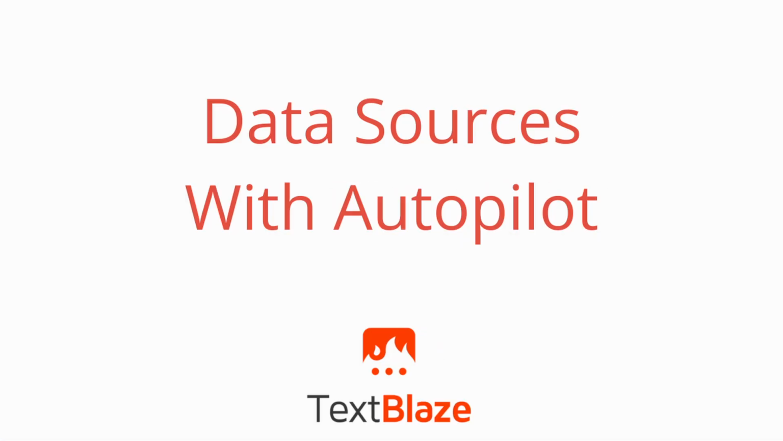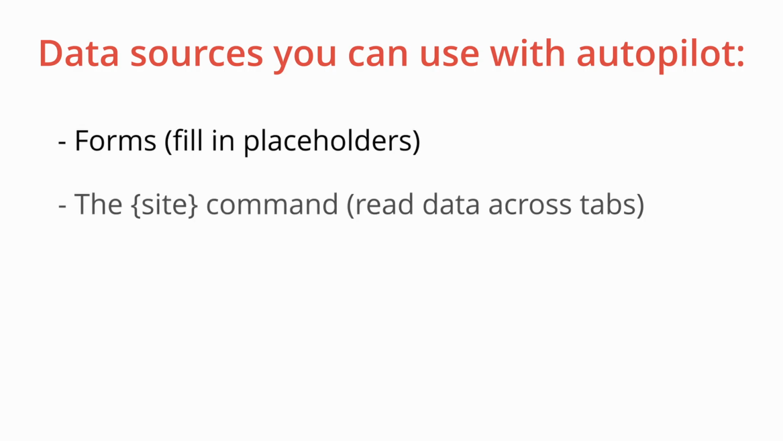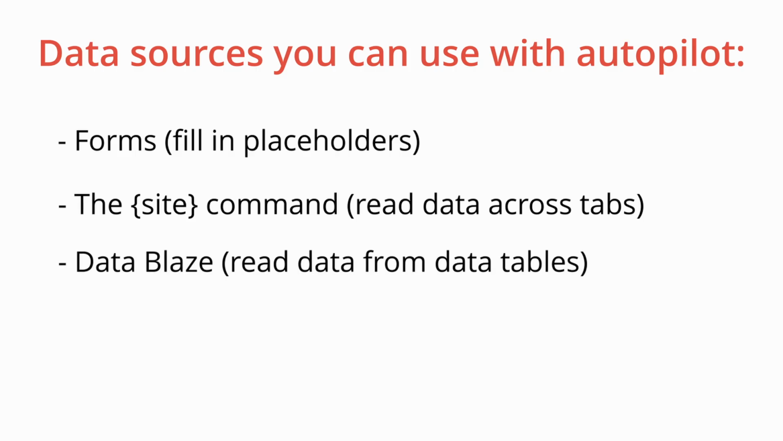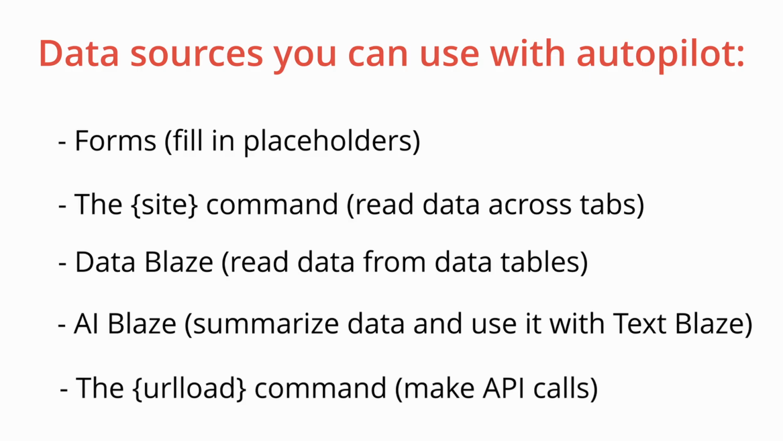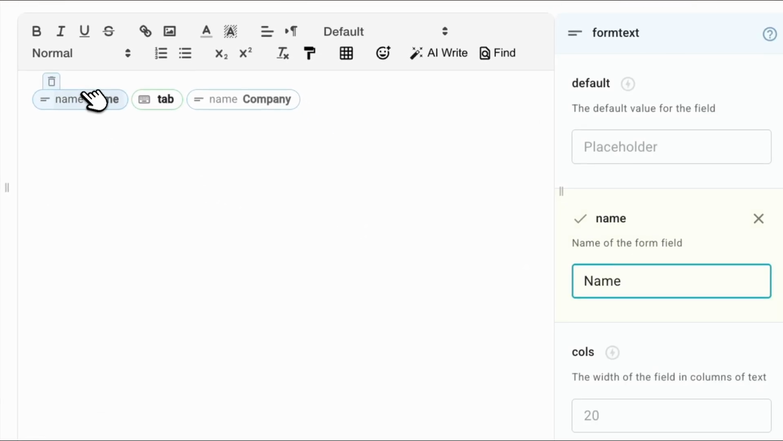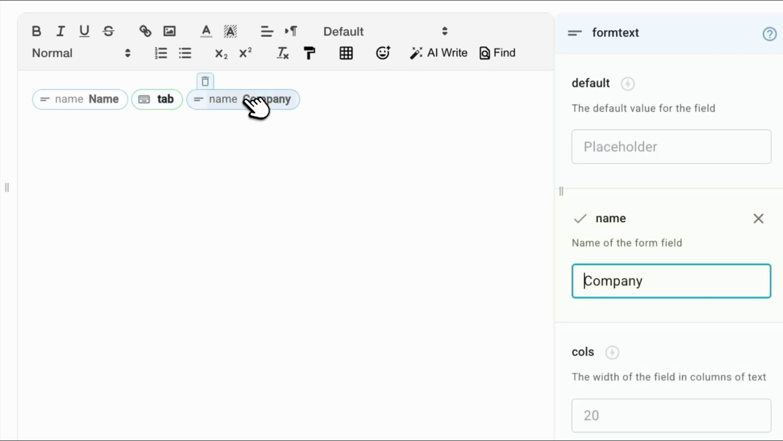You can use various data sources with Autopilot. For example, you can use forms to fill in placeholders, the cite command to read data across tabs, DataBlaze to read data from data tables, AIBlaze to summarize data and use it in snippets, and the urlload command to make API calls. Check the link in the description to learn more about the urlload command. With TextBlaze's forms, you can customize the data that is used to fill out repetitive online forms and menus.